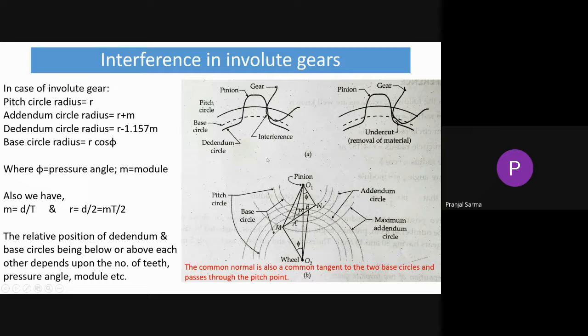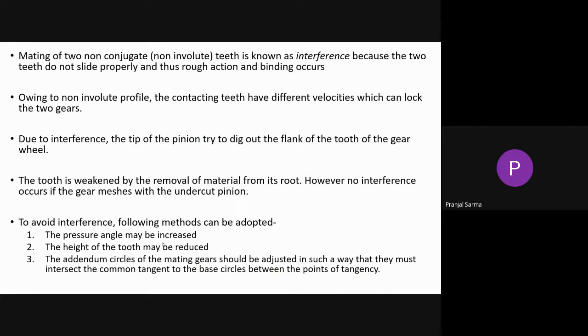Basically, depending on the relative position between the addendum and base circle, whether it is below or above each other, it also depends on the number of teeth, the pressure angle, the module, etc. By this time we have understood that interference in involute gears is a problem and is not desired.